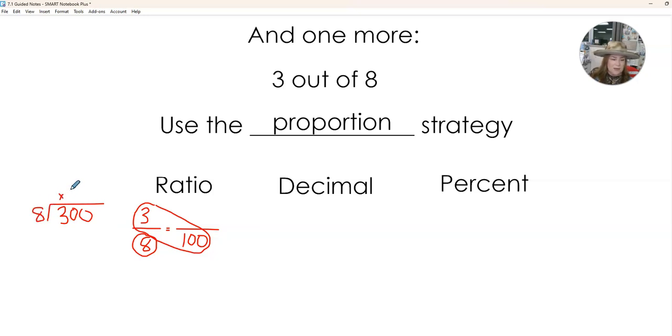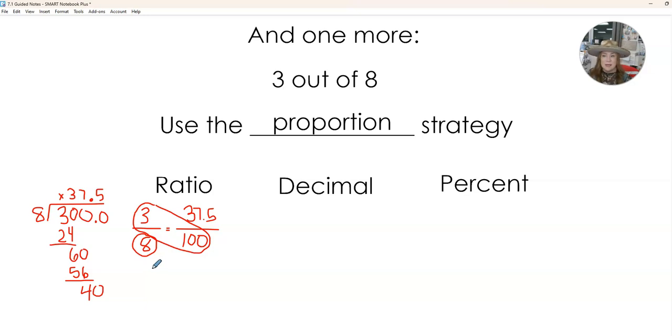8 can't go into 3, but it goes into 30, 8, 16, 24, 3 times is 24. 6 left over, bringing down a 0. That goes in there 7 times. 5, 6, 7, 8. 56 is 7 times 8. And we have 4 left over. So we're going to add on a 0 here in a decimal. And 8 goes into 40 5 times. Got to bring that decimal straight up. So it goes in there perfectly 5 times. So our ratio is 37.5 out of 100.